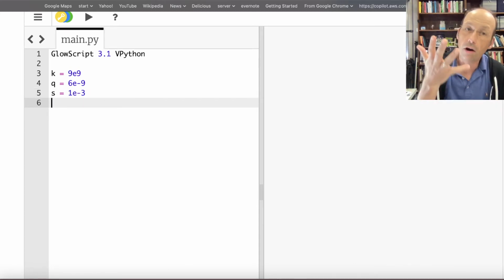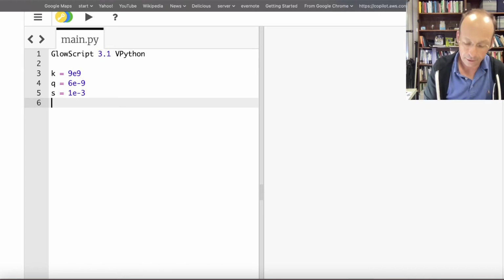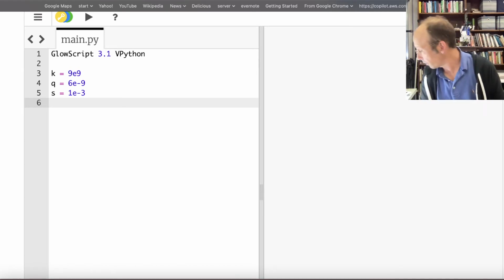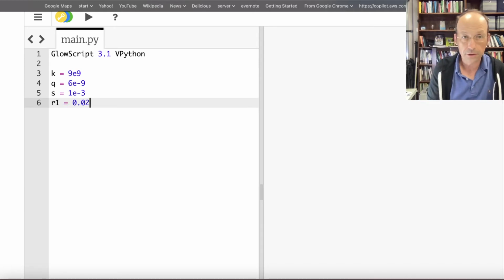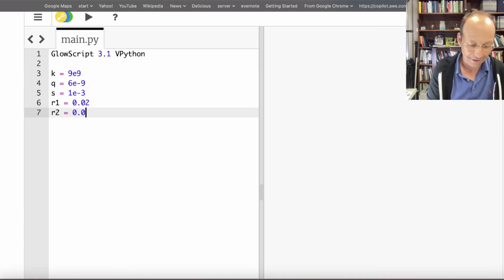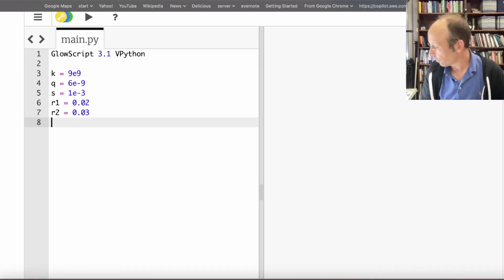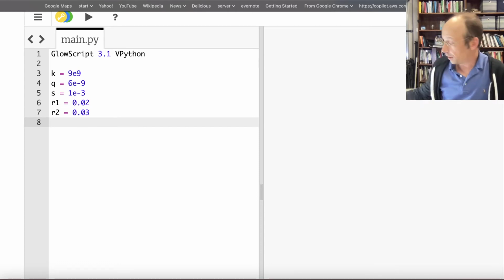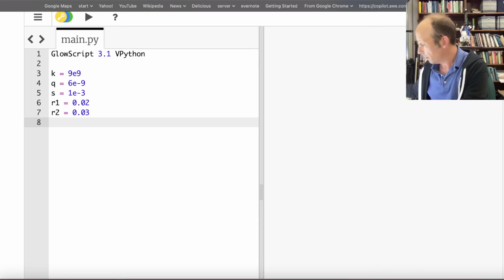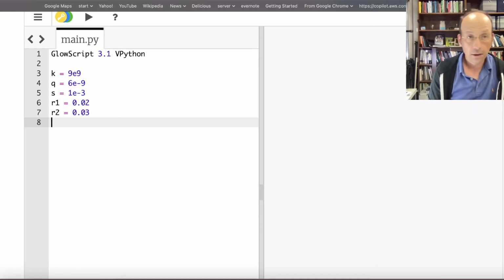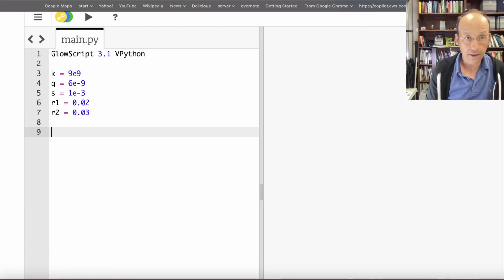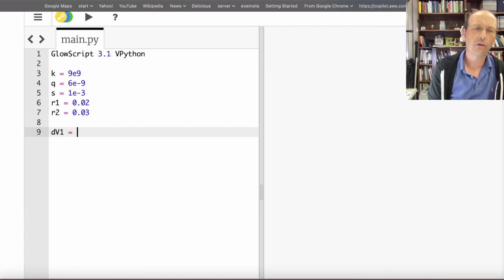Hopefully you're going to see how awesome Python is as a calculator. It's much better than using a normal calculator. And then I have R1 is 0.02, R2 is 0.03. Okay, so I'm going to first calculate the change in potential using my first method, which is right here. Let's call it dV1. It's the first way to do it.